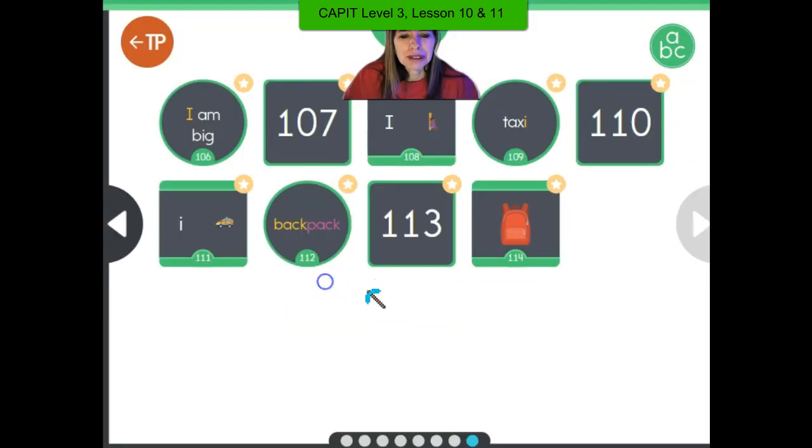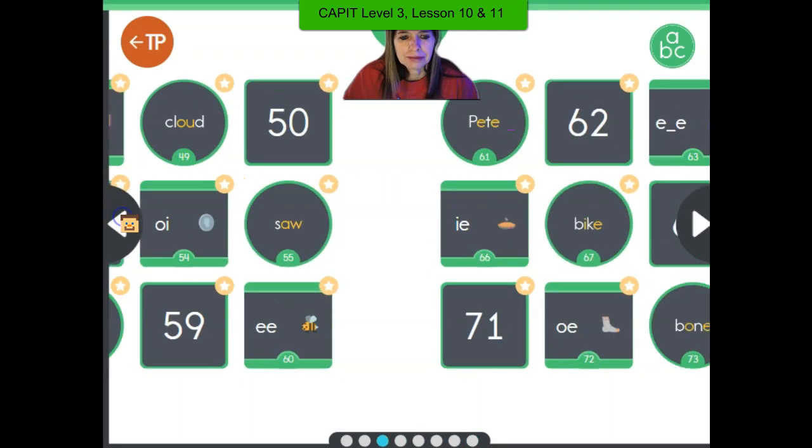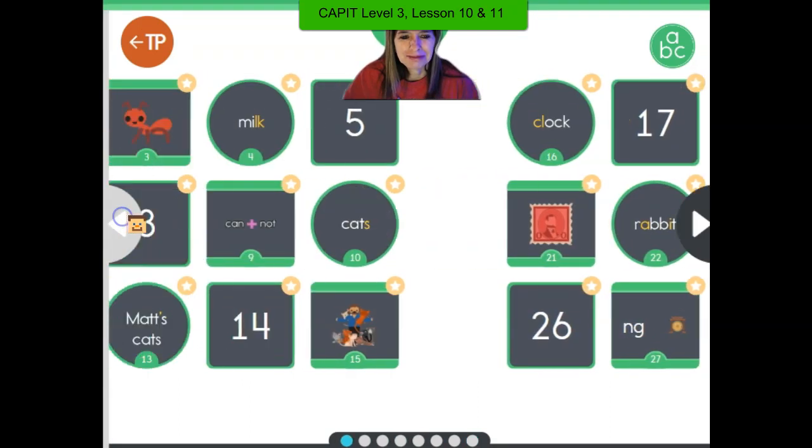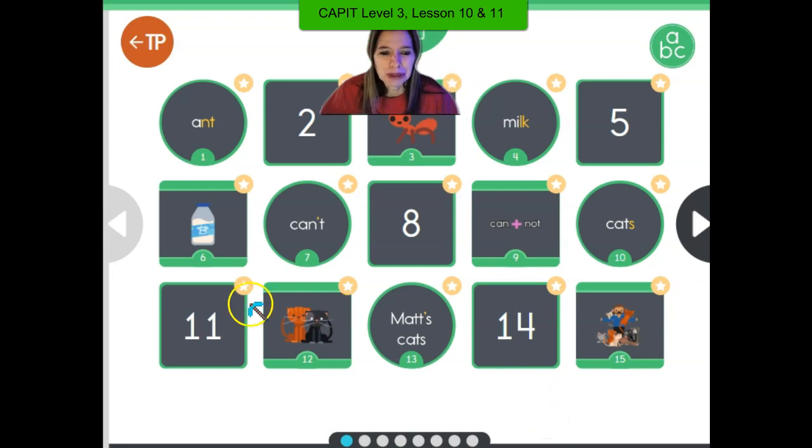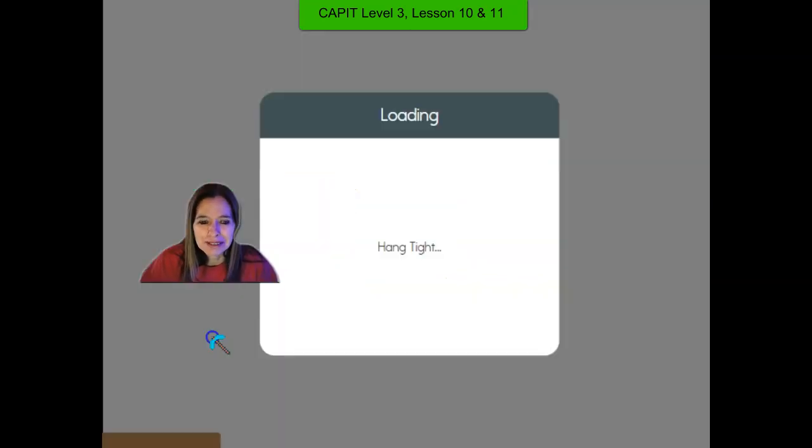We are now going to go on to Lesson 11. For Lesson 10, we just practiced adding a suffix to the end of a root word or base word to change its meaning, to make it mean more than one. Now let's see what we'll do in Lesson 11, shall we?